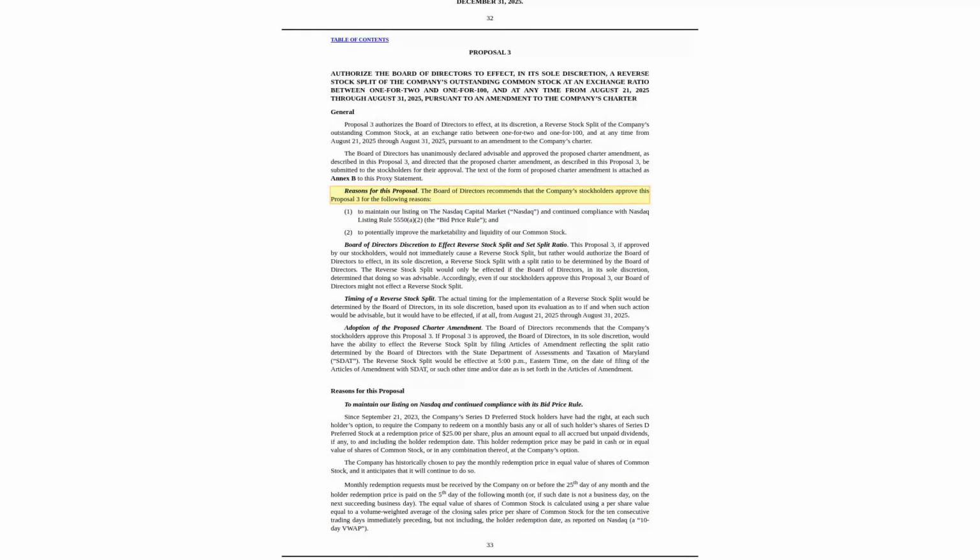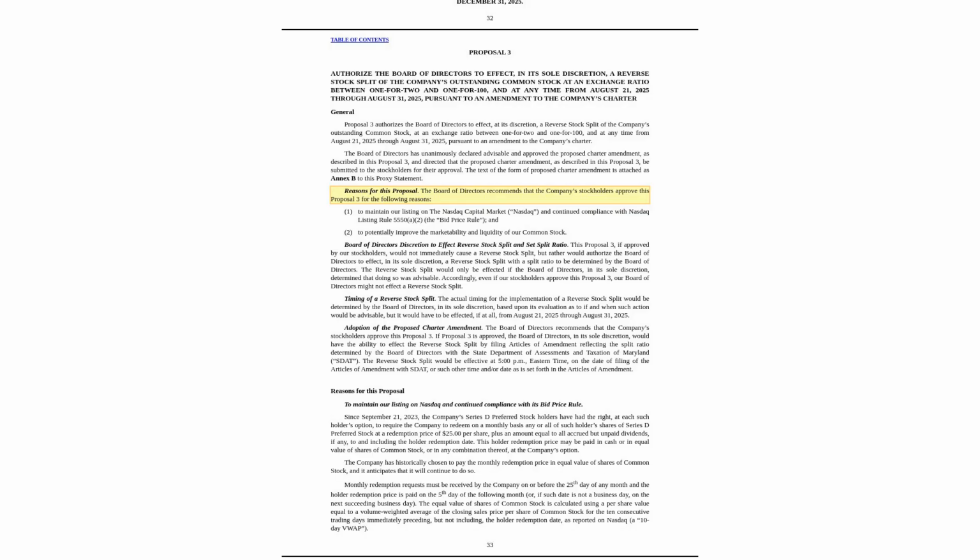The main reason for the votes is to maintain our listing on Nasdaq and continued compliance with its bid price rule. This means they need to keep the stock price above a certain minimum to stay on the stock exchange. They mention a stock needing to keep a minimum bid price of $1.00 per share. Warren Buffett would probably tell them to create value instead of financial tricks.